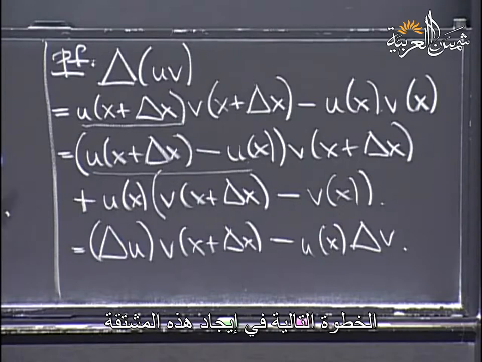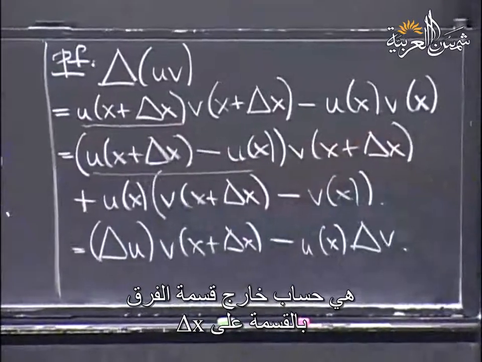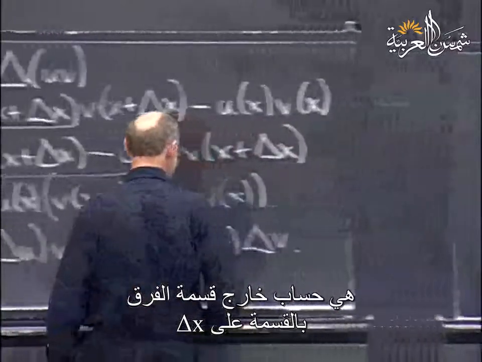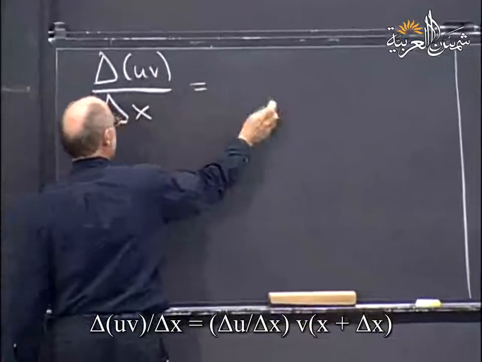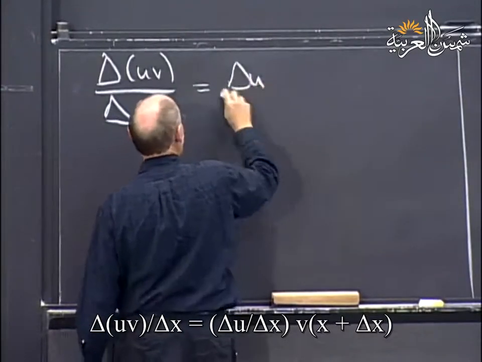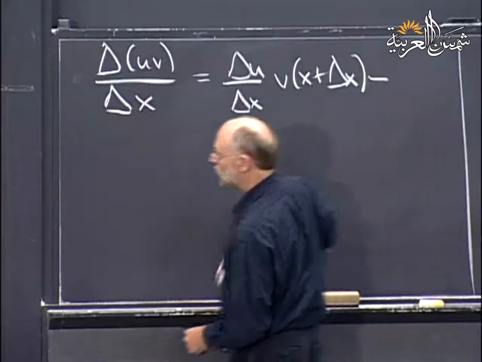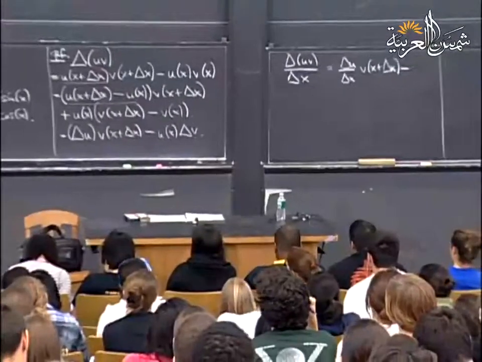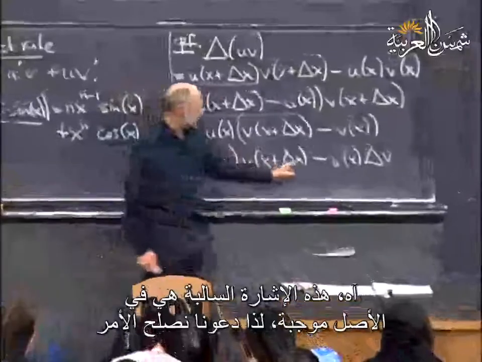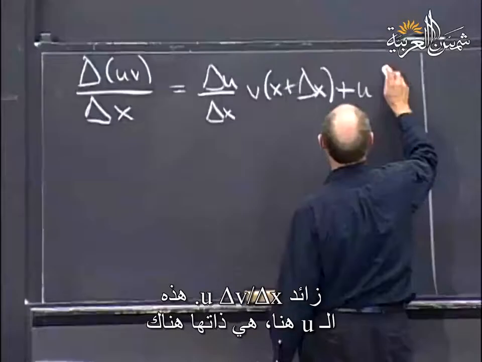Well, I'm almost there. The next step in computing the derivative: take the difference quotient, divide this by delta x. So delta of uv divided by delta x is, well, I'll say delta u divided by delta x times v of x plus delta x. Have I made a mistake here? This plus magically became a minus on the way down here, so I'd better fix that. Plus u times delta v over delta x. This u is this u over here.